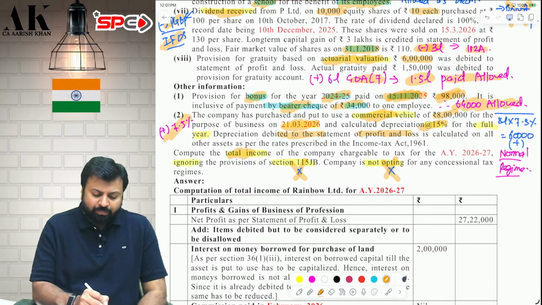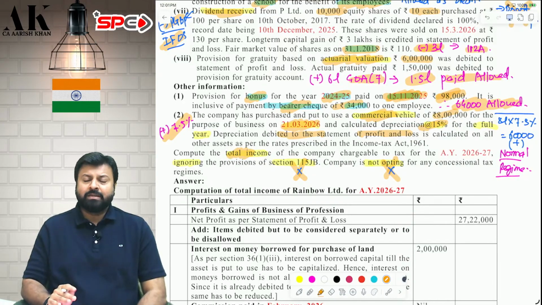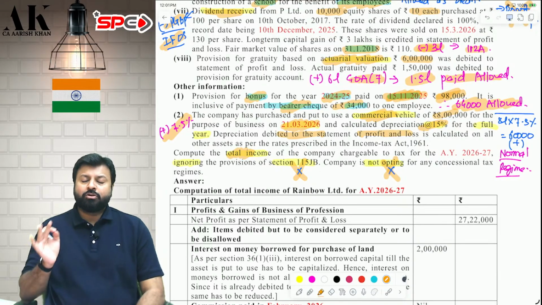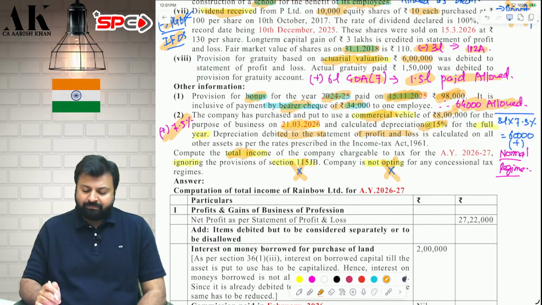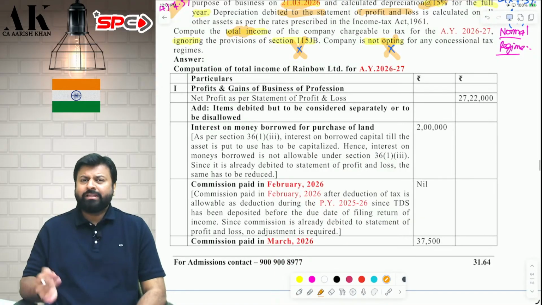Now, because you have debited to P&L, you have to add back 50%. So you have wrongfully claimed 15%. You should claim only 7.5%. Therefore, 7.5% will be disallowed in this case. Okay, that's the only thing which is asked.